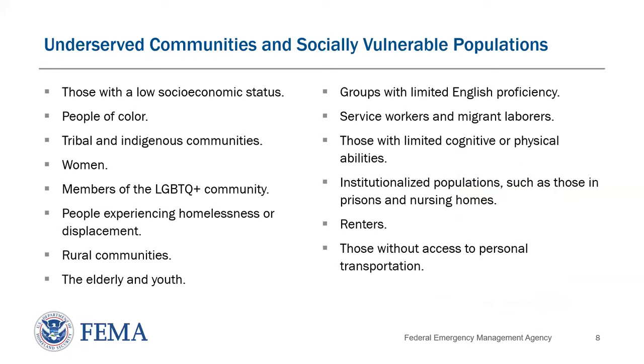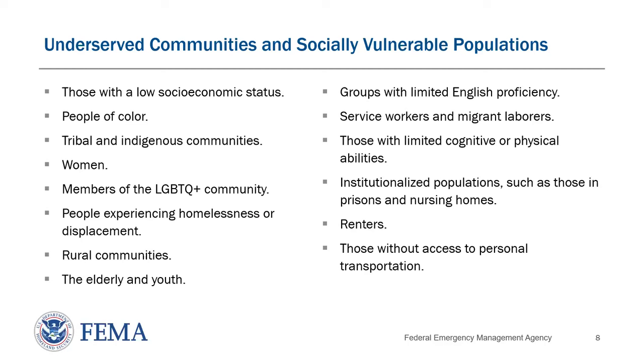So we're talking about underserved communities and socially vulnerable populations. What do these terms mean? We have defined them in our updated policy guides and in the new local mitigation planning handbook. The links to those are being posted by our team in the chat. And while I talk about the definitions a little bit, please think about the groups listed on these slides and think about who else may be disproportionately affected by disasters.